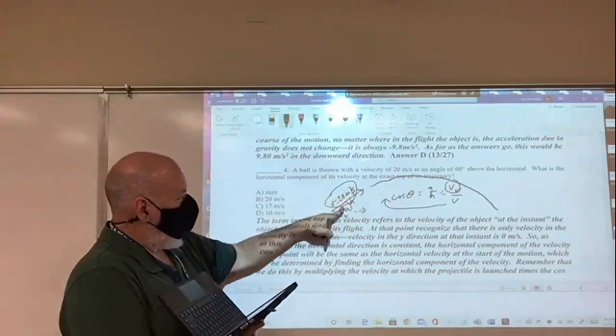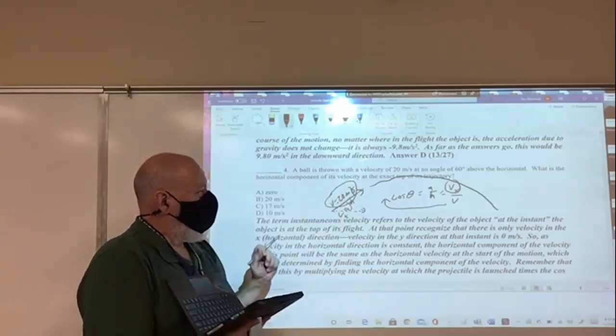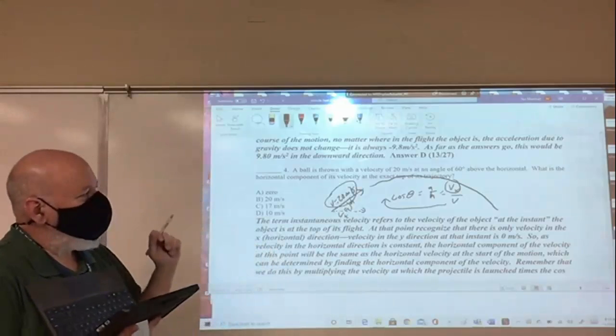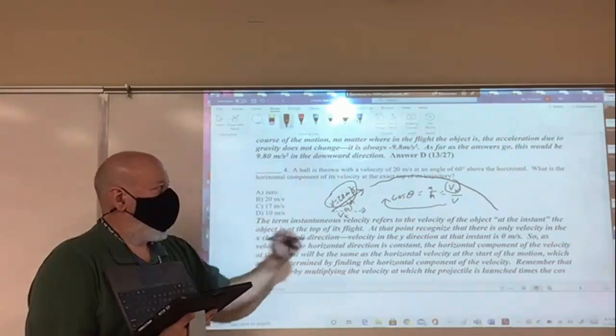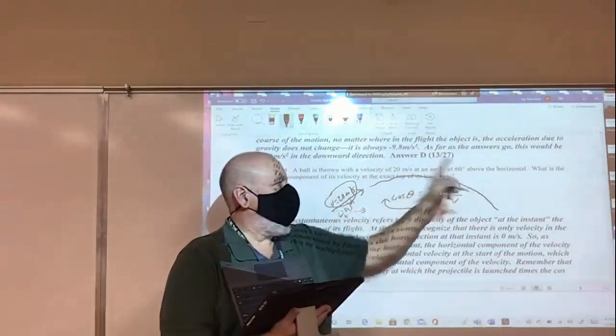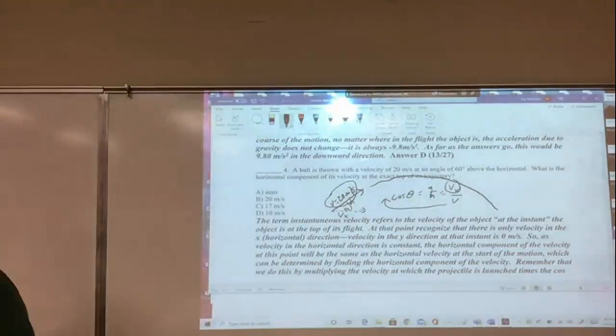So I created a drawing that's a little bit off. It should have been a little bit higher, shouldn't it? What trig fact that I should know about the cosine of 60 degrees would help me out here? What do I know that the cosine of 60 degrees is? It's the same as sine of 30 degrees.